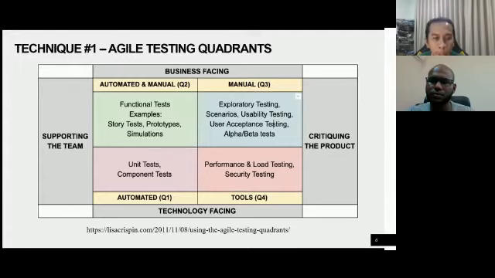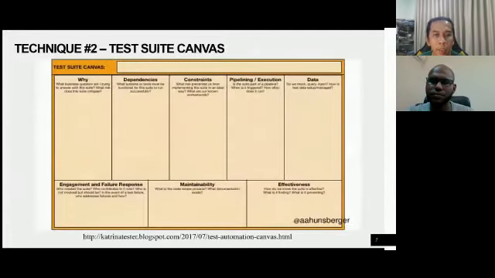So that's number one. Okay, and then next technique, we have the test suite canvas. Okay, so the test suite canvas actually was conceptualized by Katrina Kluke. But what you see here is a version of the canvas that was spiffed up or beautified by Ashley Hansberger. I think this one is available in GitHub or something. So what this test suite canvas does is actually to spark conversations around test automation.